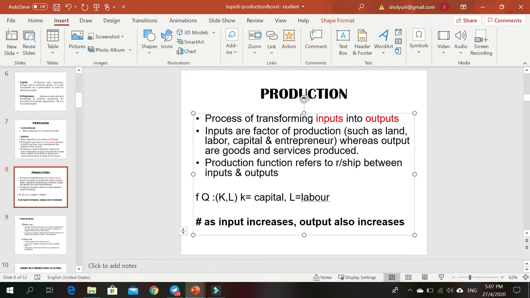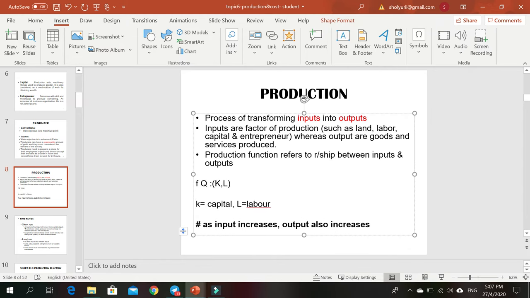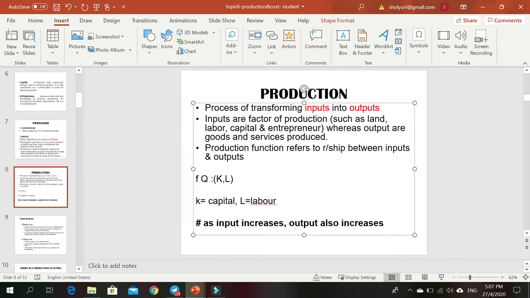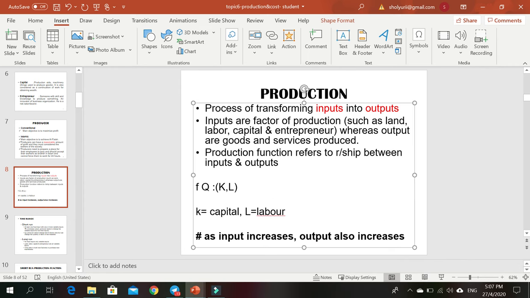Okay, so hopefully you boleh faham maksud FQ, function to produce quantity, is equals to the usage of capital and labor. Okay, as input increases, output also increases. If you want to increase Q, output, you must increase the input. Lagi banyak capital kita guna, lagi banyak labor kita guna, lagi banyak output yang akan terhasil.